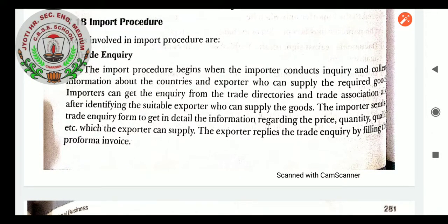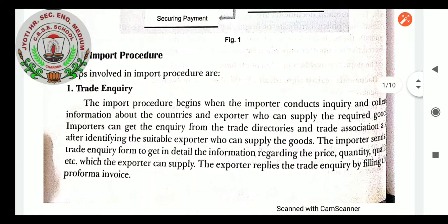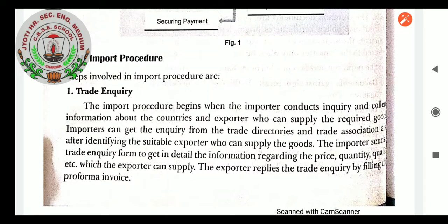Today we will continue with the import procedure topic in BST. As it was already completed in the December month, again I am revising the import procedure. Let us start. Steps involved in import procedures are as follows.